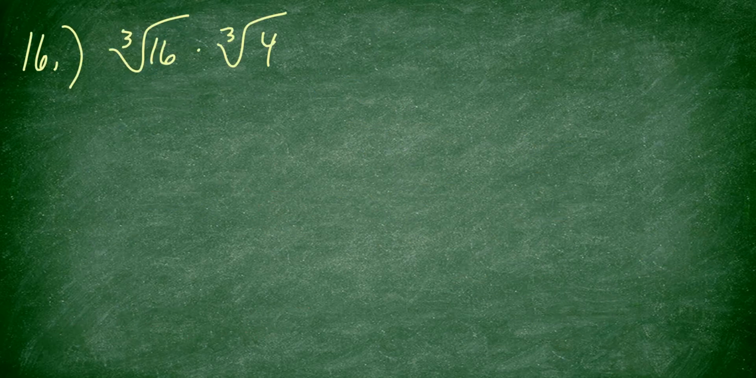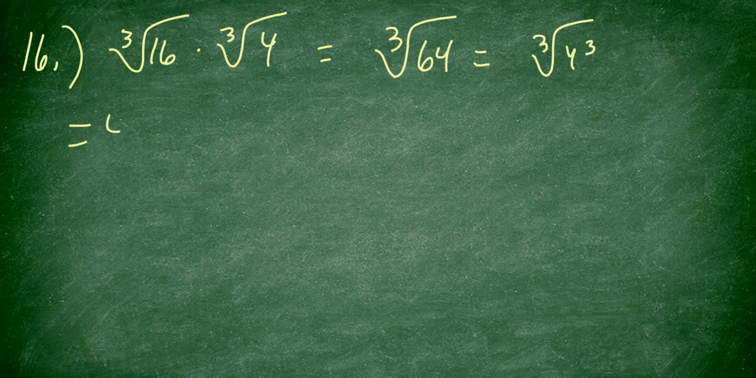Alright, so 16 is pretty easy, but the cube root of 16 is not perfect. The cube root of 4 is not perfect, but if I put them together, I have the cube root of 64, which is a perfect number. So it's the cube root of 4 cubed. The 3's cancel, so my final answer is just 4. And that's it for 16.